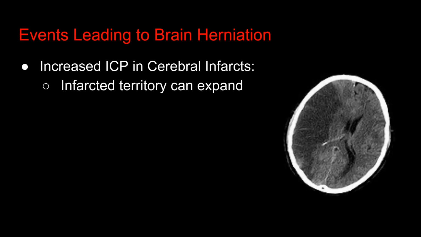So in terms of cerebral infarction or ischemic strokes, we want to avoid the expansion of the territory at risk. So we want to keep our infarct small. So if we can reverse the occlusion, we do so with thrombolysis.